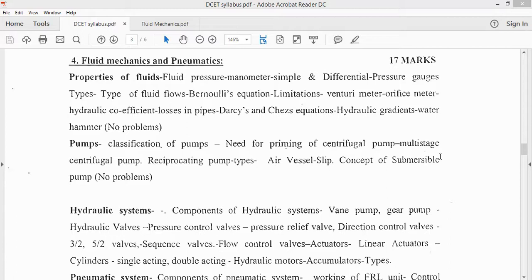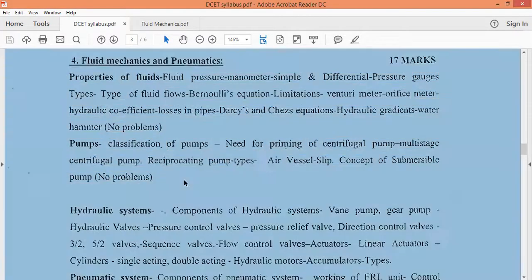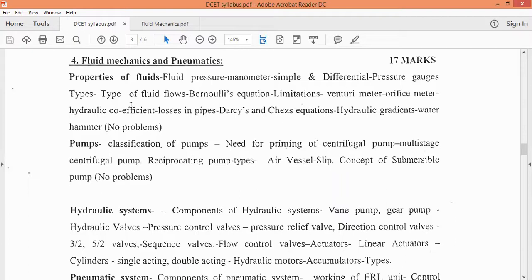Now I am going to discuss chapter 4 of the DCET syllabus, that is fluid mechanics and pneumatics. These are all the course content or the topics we need to study for the preparation of the DCET related to chapter 4, that is fluid mechanics and pneumatics.